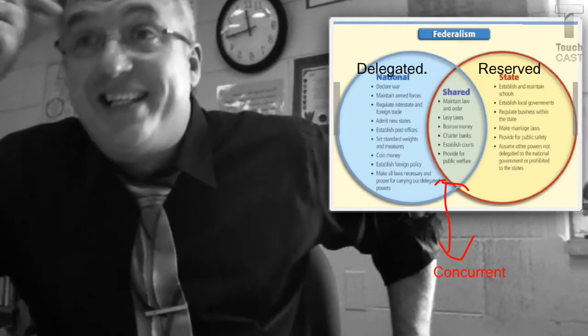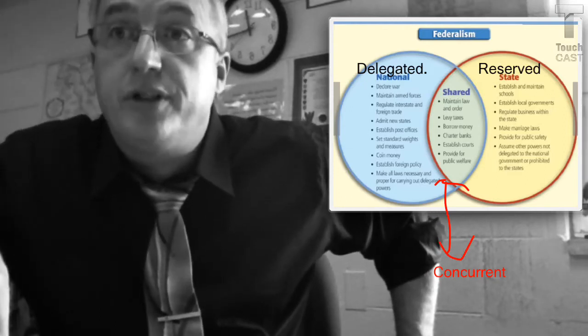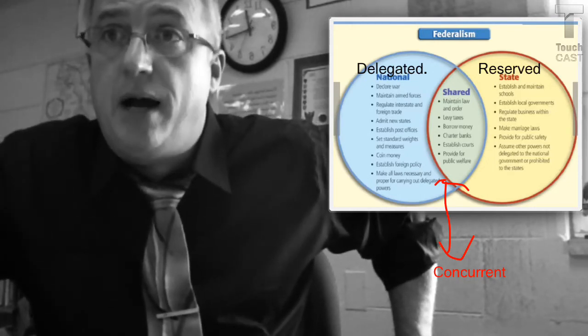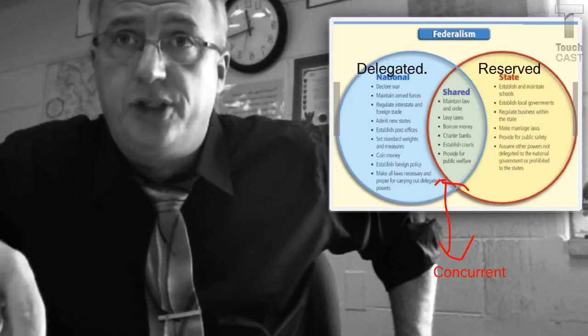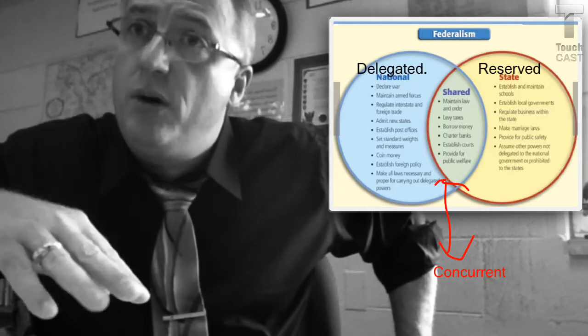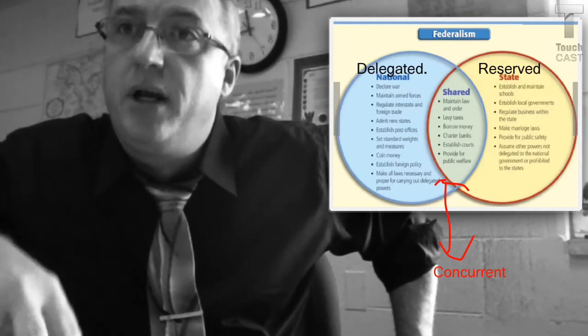All right, these are things like declare war, all right, print money, so we have a common currency throughout all 50 states, interstate commerce, control of interstate commerce, regulation of trade, admitting new states. Look at the graphic, be aware of the different powers that each level of government controls.